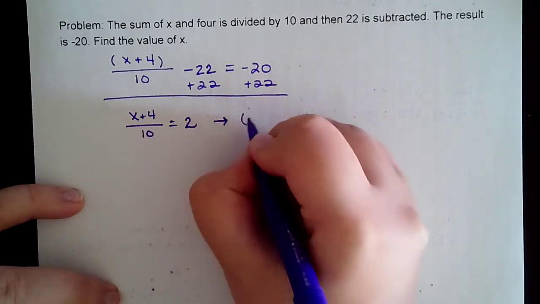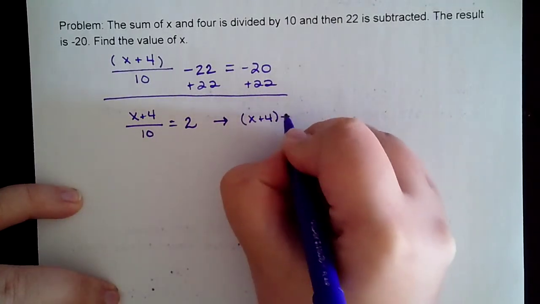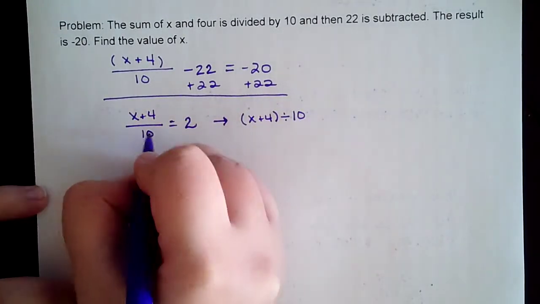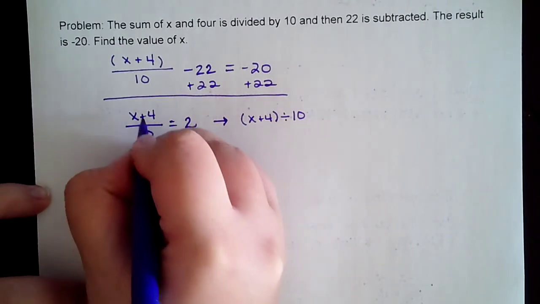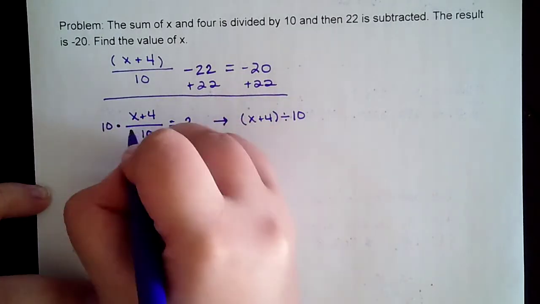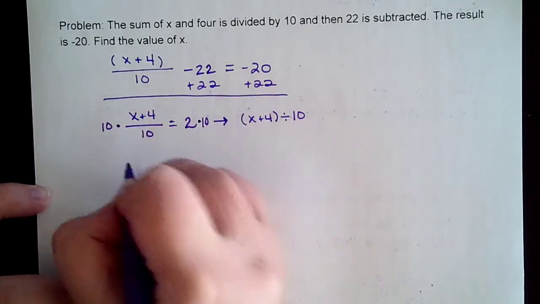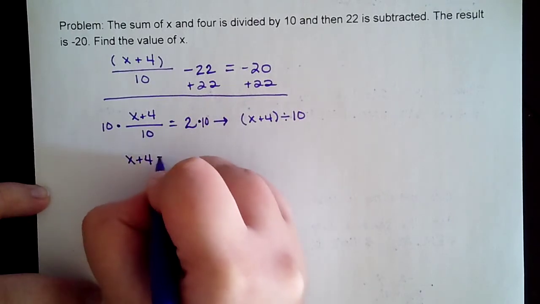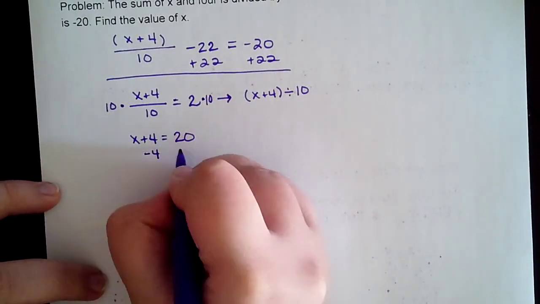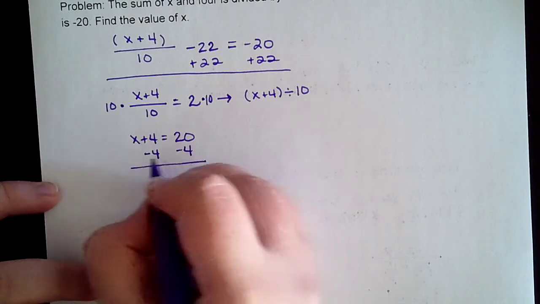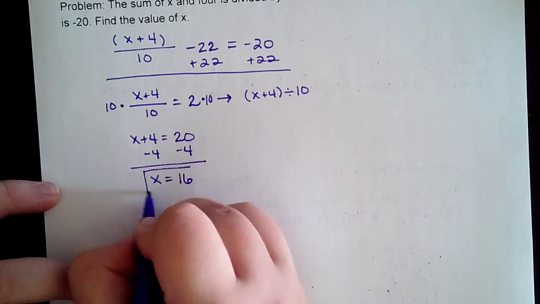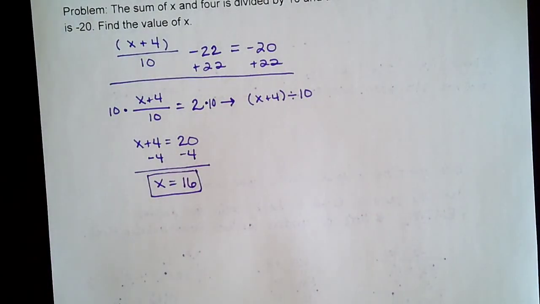The next number farthest away is kind of hard to see, but if you remember that this left side could be rewritten as x plus 4 divided by 10, the number farthest away from the x is that 10, which means that's the one we're going to deal with next. It's currently being divided by 10, so we're going to multiply by 10. Whatever you do to one side, you're going to do to the other. So we're left with x plus 4 equals 20, and then finish it up by subtracting 4 from both sides so that you're left with x equals 16.